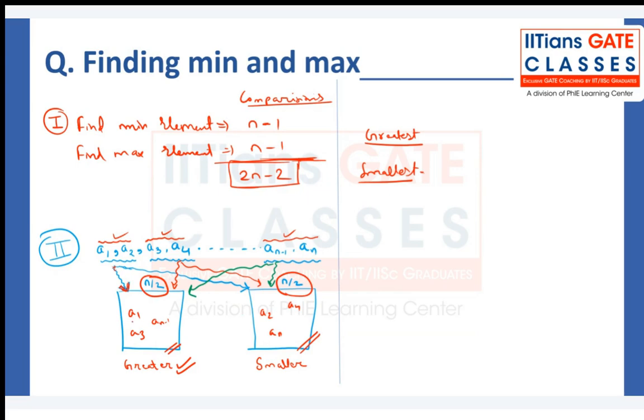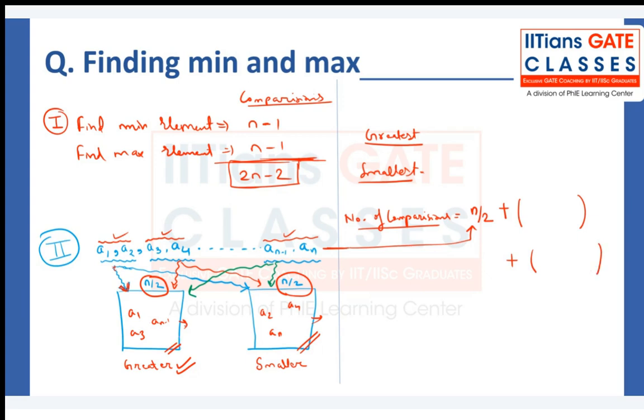So at the end of this first step, the number of elements in the smaller box would be n by 2 and in the greater box n by 2. Now we need to find the max element from this box and the minimum element from this box. If you look at the total number of comparisons, first we have n by 2. Where does this n by 2 come from? It comes from this first step. Now you tell me what the other two terms are.